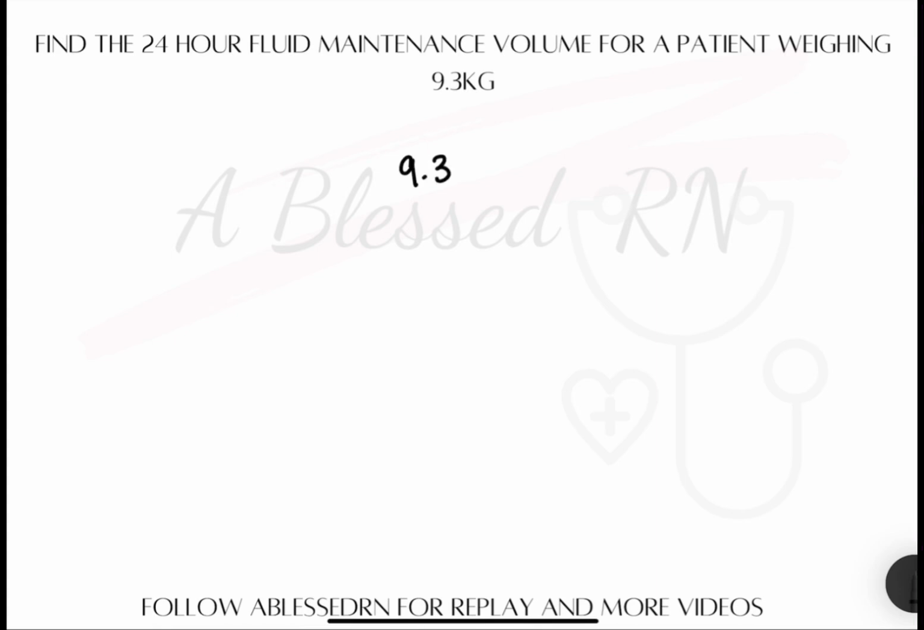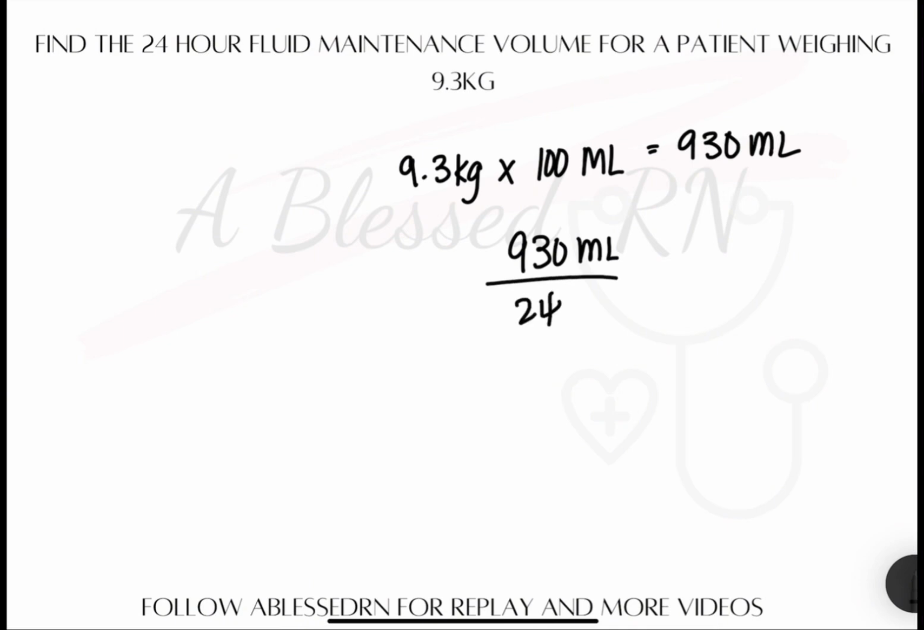And it doesn't really work with the breakdown of 10, 10 and the rest because it's less than 10. So it's just 9.3 kgs times 100. And you see, it's the same. So I hope that by showing you these two different methods, you'll find it a little bit less intimidating to find pediatric fluid maintenance volume.